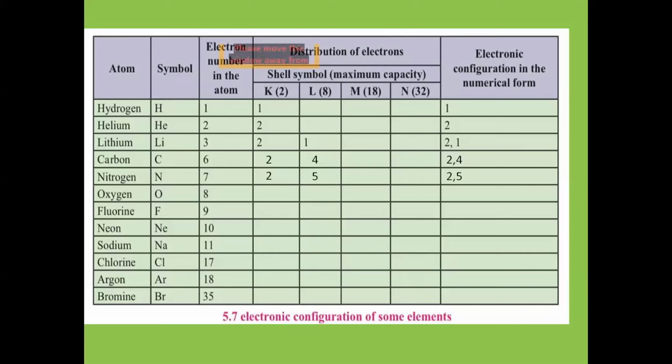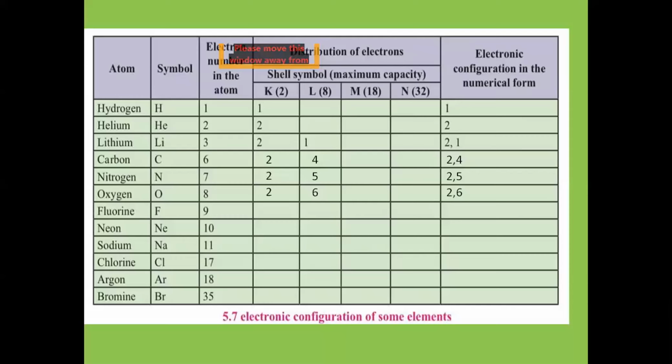Oxygen 8. How will you split oxygen? You can directly give me the electronic configuration. Even if you don't give me the shells, it is all right. You can give me directly the electronic configuration. Very good. It becomes 2 and 6. So the electronic configuration becomes 2 comma 6.